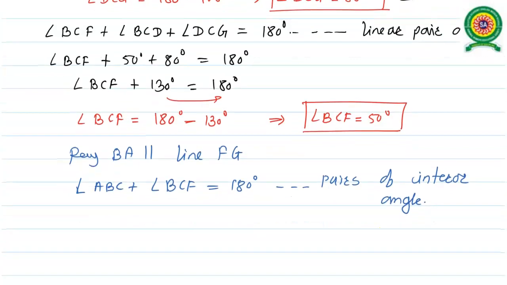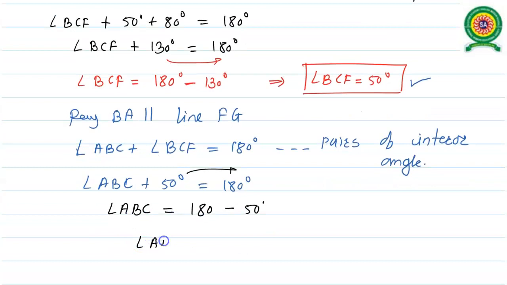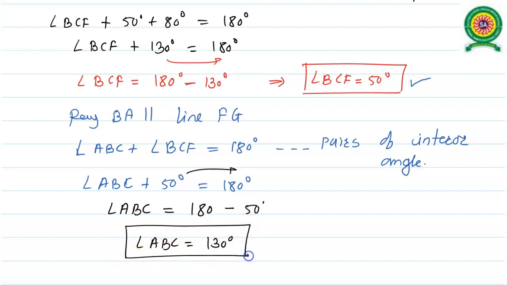So now we have angle ABC plus BCF, and the value we have as 50 degrees, already we evaluated the value. So 50 degrees equals 180 degrees. Now shift the 50 degrees so that we have measure of angle ABC equals 180 minus 50. After doing the subtraction, we get the value of ABC: 180 minus 50 becomes 130 degrees, and that angle we had to evaluate here.